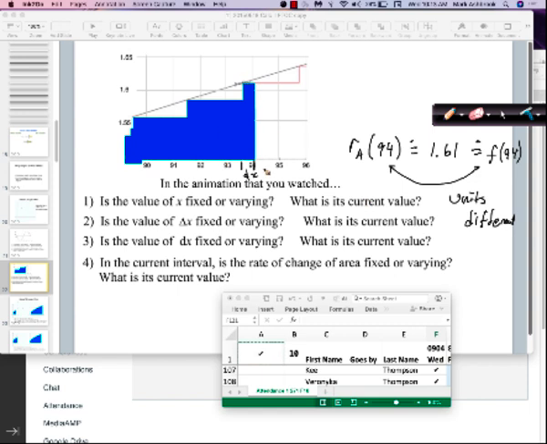We're not accumulating anything. We're just analyzing this particular moment at 94. We haven't started talking about the accumulation function yet. We're just talking about the rate and what's happening at this moment. Other questions? There was another hand. Yes, please.